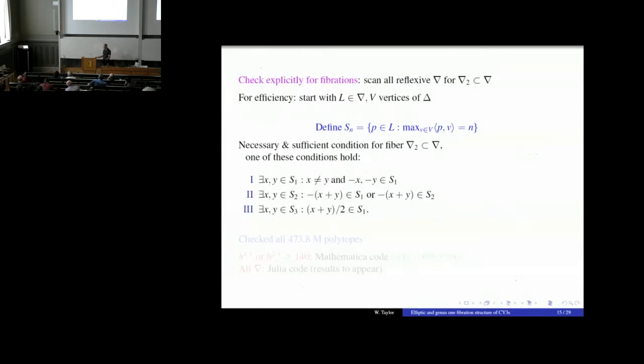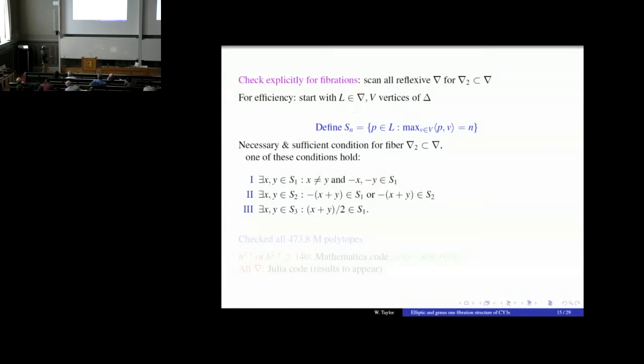Just to briefly give you a sense of how we do this, we make it more efficient by defining the set Sn, which is the set of points in Nabla in this polytope, such that the maximum of the inner product of that with anything in the dual polytope is n. Using the Sn for small n allows us to very easily check for the existence of a fibration. Basically, there's a fibration by a reflexive 2D polytope if and only if one of these 3 conditions holds.